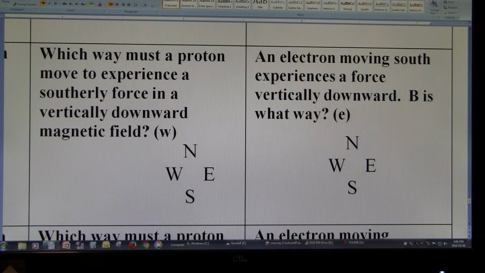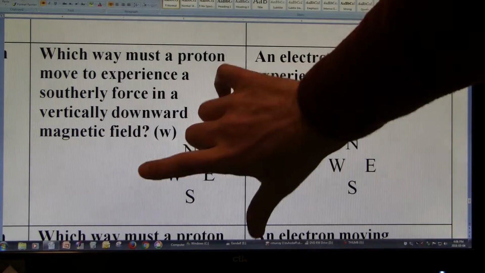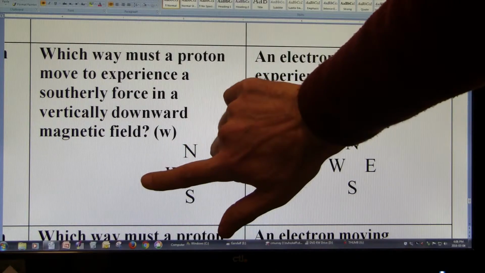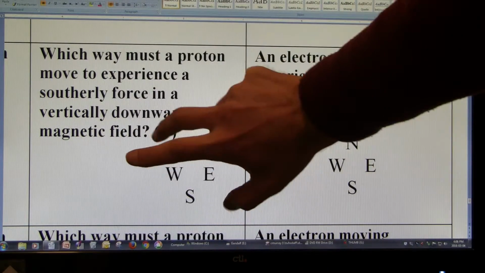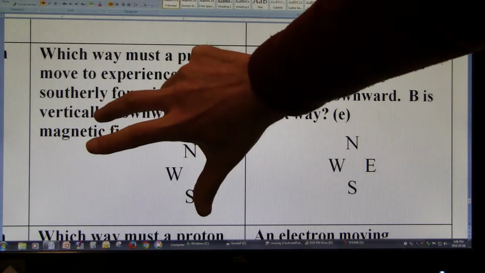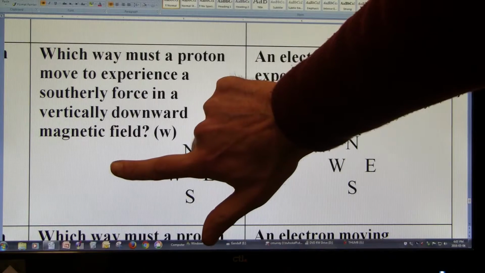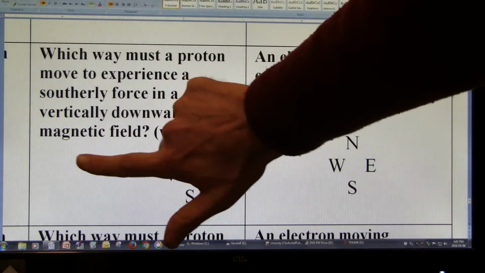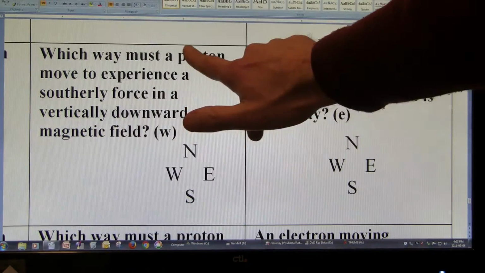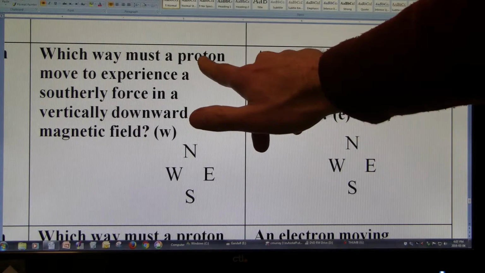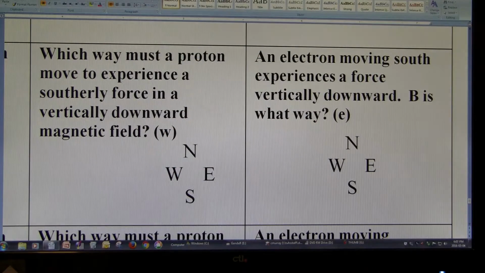Which way must a proton move to experience a southerly force in a vertically downward field? Okay, so the force is southerly. The vertically downward, I've got my middle finger pointed right at that screen. And in order to do that, the proton would have to go west. It is a proton, it is a positive charge, so therefore it really would go west. That's the correct answer.